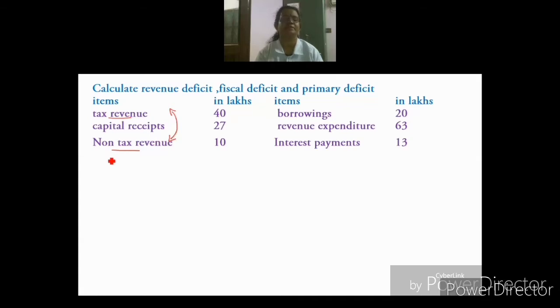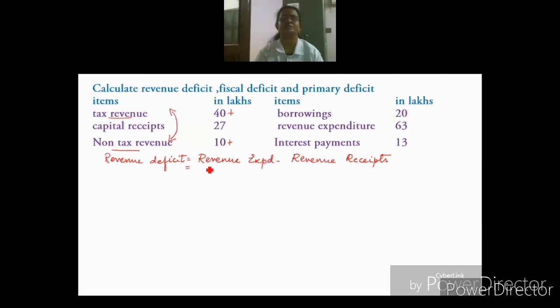So let us first calculate revenue deficit. Revenue deficit is equal to revenue expenditure minus revenue receipts. So revenue expenditure is given directly as 63 lakhs, but revenue receipts is not given. So instead you have to total 40 plus 10. These both you have to add. Only then you will get what is called as revenue receipts. So let us work it out.